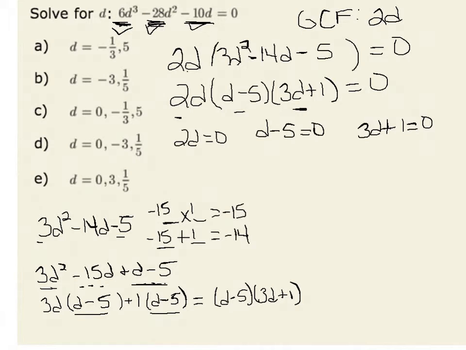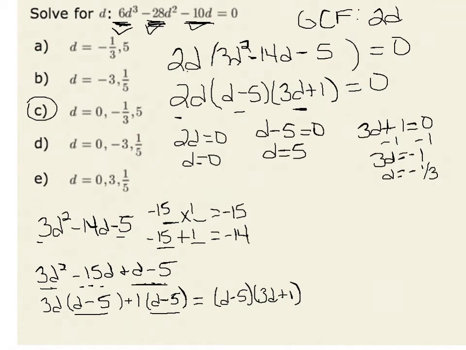2d equal to 0 tells me that d must equal 0. If I have d minus 5 equal to 0, adding 5 to both sides would give me d is equal to 5. And finally, solving my last equation, 3d plus 1 is 0, I could subtract 1 from both sides, giving me 3d is equal to a negative 1. And then dividing both sides by 3 gives me d is equal to a negative 1/3. This would tell me that my solutions are 0, negative 1/3, and 5.